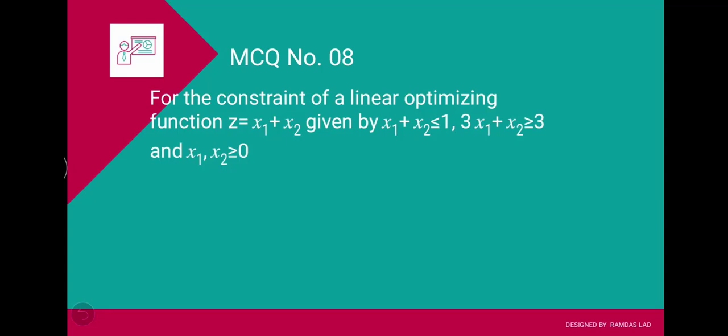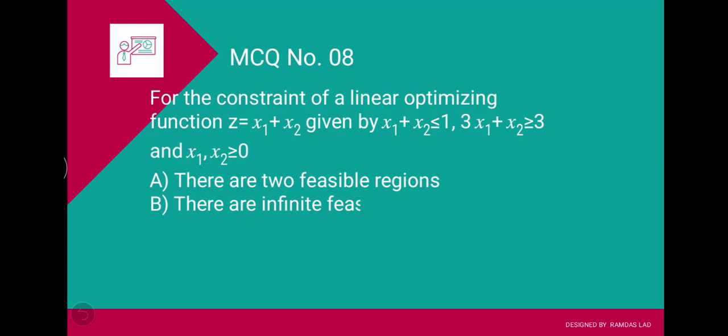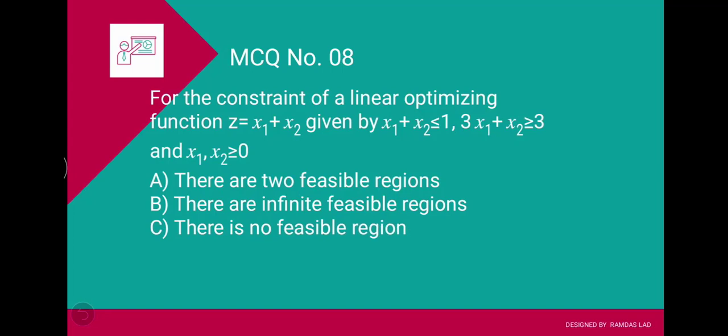So for the constraint of the linear optimizing function, the options are: option A, there are two feasible regions. Option B, there are infinite feasible regions. Option C, there is no feasible region. And option D, none of these.